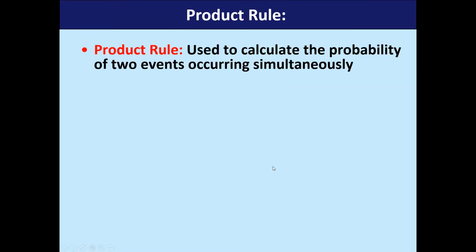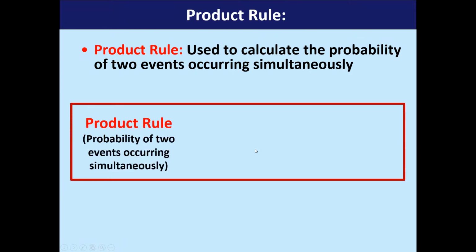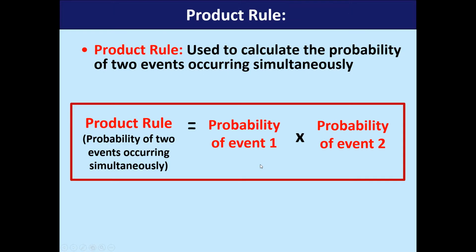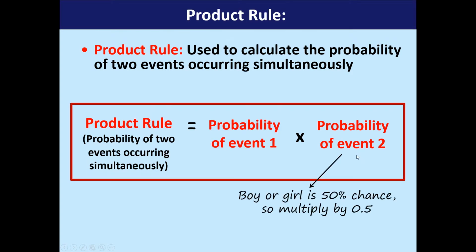The product rule. We use this to calculate the probability of 2 events occurring simultaneously. So we multiply the probability of event 1 times the probability of event 2. In this unit, we usually find the probability of, let's say, blood type or eye color or anything, and then multiply it by the chance of either having a boy or a girl. So this probability of event 2 is always 50% chance, so you would multiply it by 0.5.